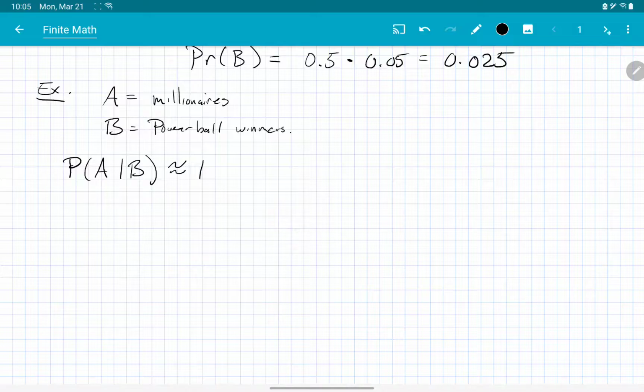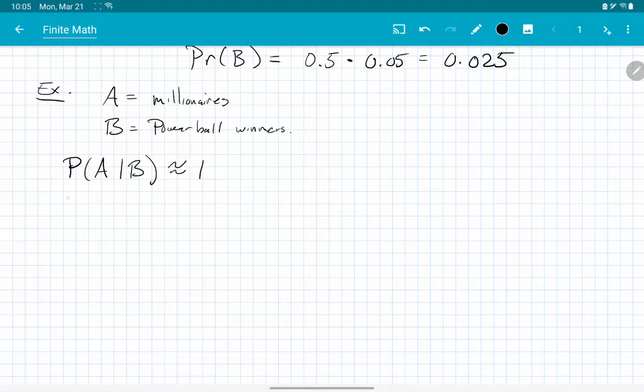So if you know that someone has won the Powerball, it's pretty likely they've got a lot of money, right? It seems reasonable. So that probability is probably around 1, which is why if you win the Powerball, you should decline to get your picture taken with the big check and be on the news, right? Because then everyone knows you've got a lot of money. That'd be a bad idea.